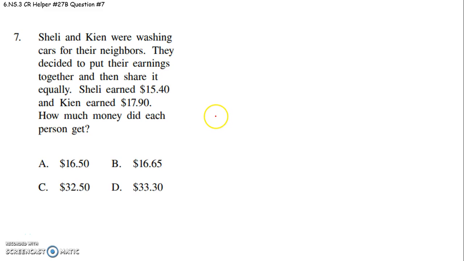Sixth graders, this is to help you with question 7 on CR 27 version B. It says Shelly and Ken were washing cars for their neighbors. They decided to put their earnings together and then share their earnings equally. Shelly earned $15.40. Ken earned $17.90. How much did each person get?